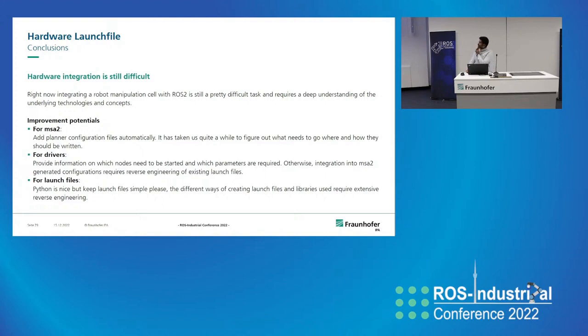And there are some improvements that we would like to propose, especially for MoveIt Setup Assistant 2. Adding the planner configuration file automatically would be a great help for us, because it took us some time to figure out how to find these configuration files and put them manually into the correct locations. It would be great if it is automatically generated from the MoveIt Setup Assistant wizard.